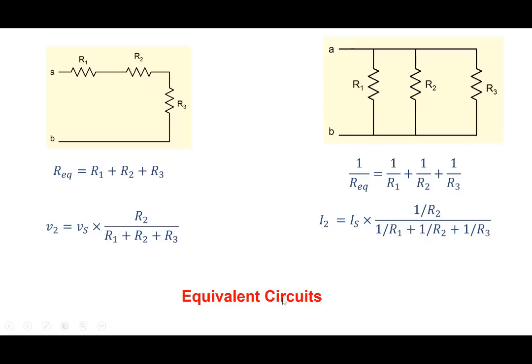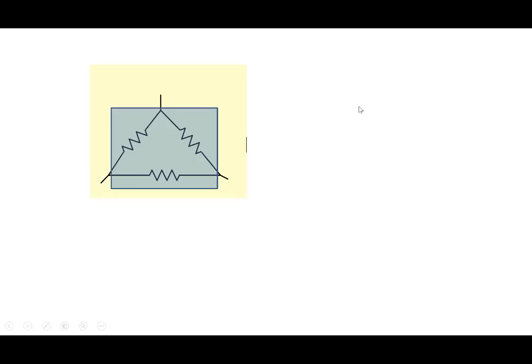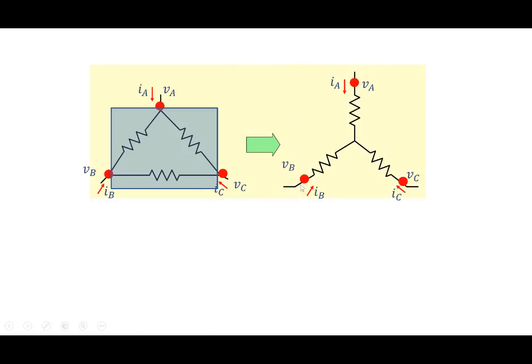Well, the concept of equivalent circuits is not just series and parallel. Look at this particular case. So a little bit more discussion here to emphasize the concept of equivalent circuits. Let's say I have these three resistors here. Basically what we are saying is the following. Let's say you have three nodes, VA, VB, VC, and we have currents IA, IB, IC. If you look from the terminals' point of view, this circuit can be converted into this circuit here. This circuit is equivalent to this circuit.